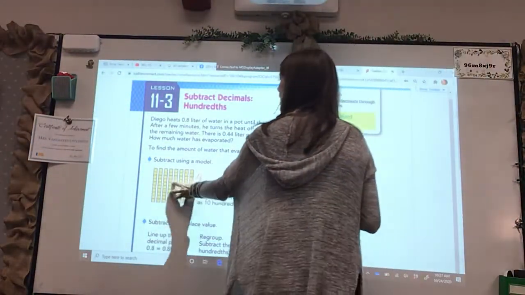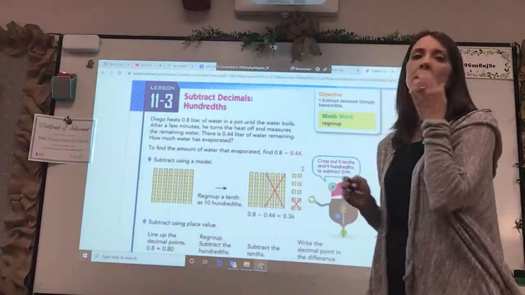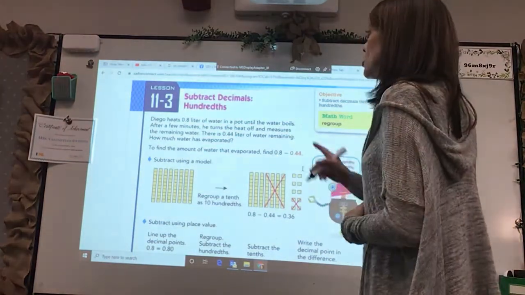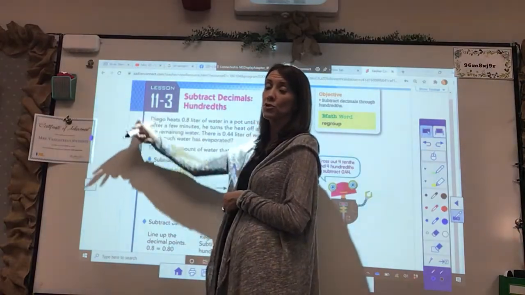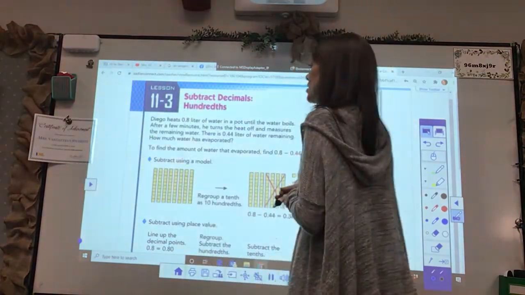Again, we are not going to take time to be using models. We're going to just compute it using numbers at this time. So let's look at subtracting decimals to the hundredths. Again, we're on lesson 11-3. When you go to do your homework, make sure you're checking what pages you need to be doing.